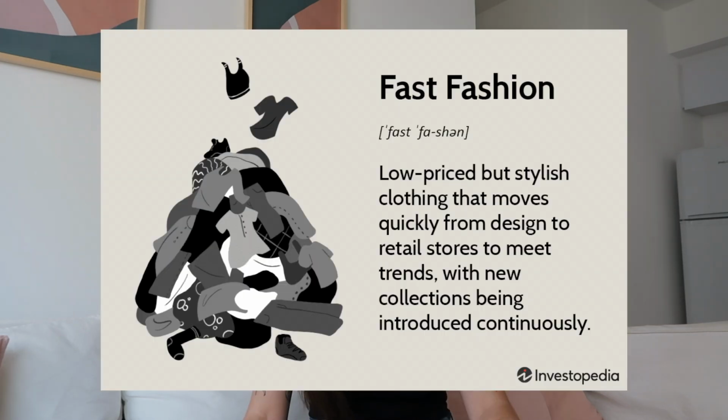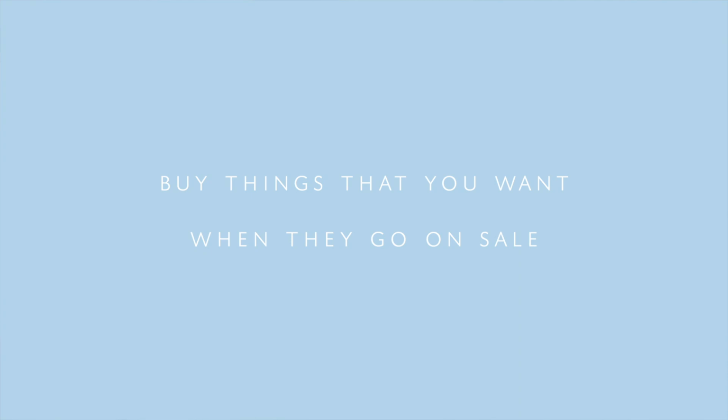Tip number 11 is clothing. Don't buy fast fashion. The prices can appear cheaper up front, but the quality is lower and you tend to buy things you don't need just because they're less expensive. This also relates really closely to sales. Don't buy things that are on sale. Buy things that you want when they go on sale.